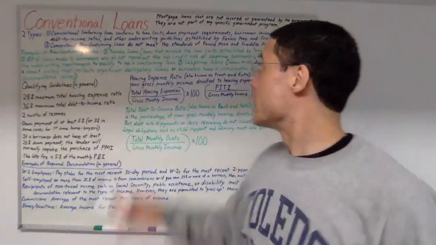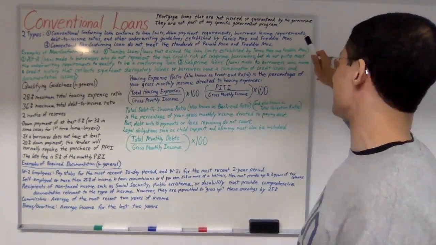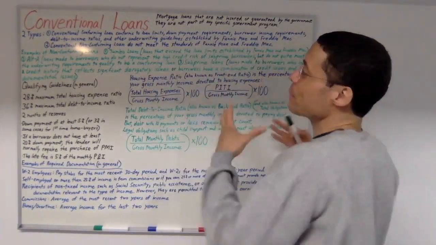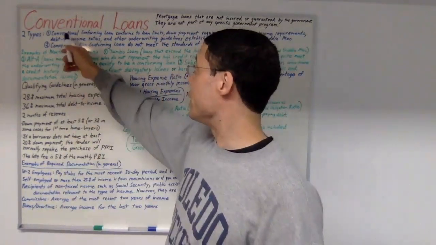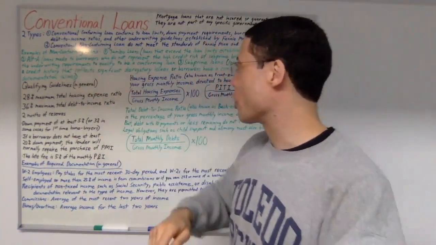So to recap, conventional loans are mortgage loans that are not insured or guaranteed by the government. They are not part of any specific government program. And there are two types of conventional loans: conventional conforming loans and conventional non-conforming loans.